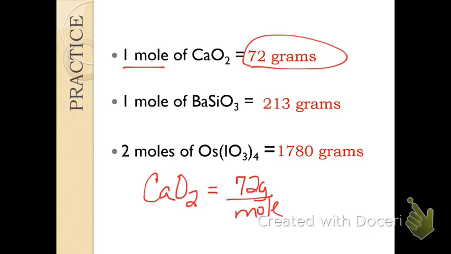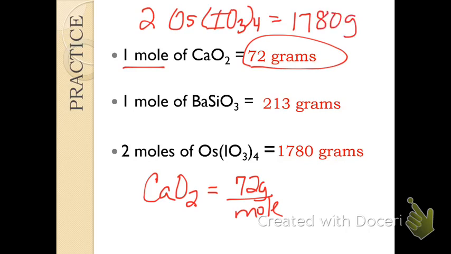When it comes to 2 moles of osmium iodate, am I going to write grams per mole? No, I would put 2 moles of Os(IO3)4 is equal to 1,780 grams. All right, I hope you got that understanding. If not, make sure you write that down.